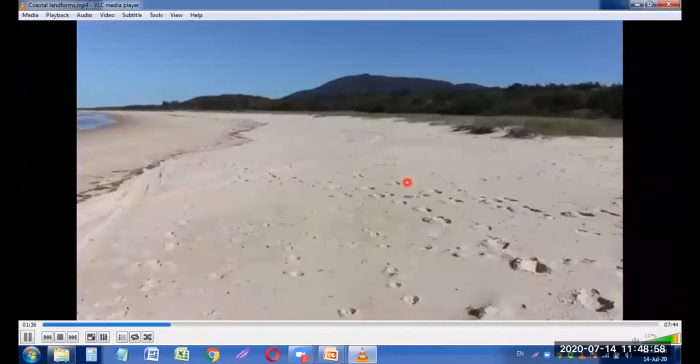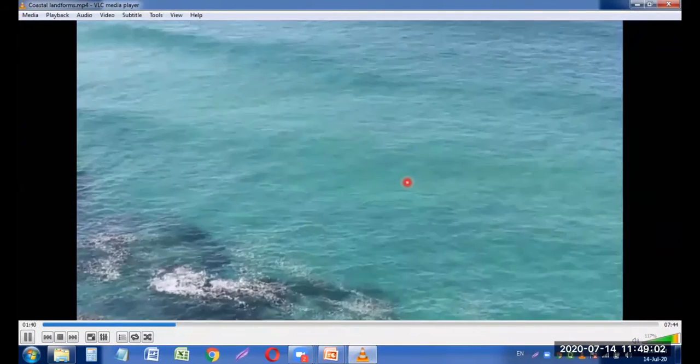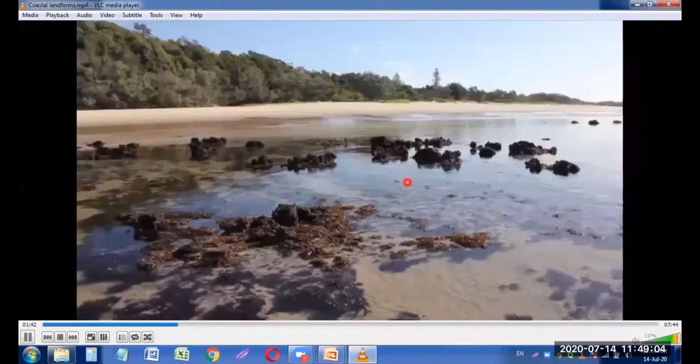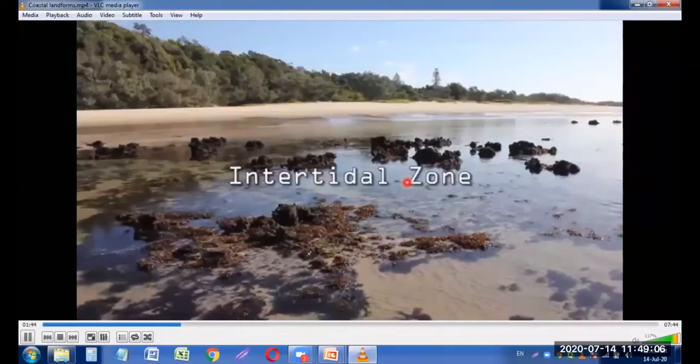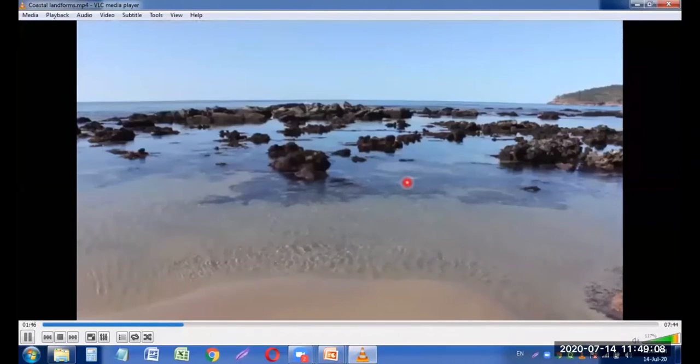The top part of the beach is usually always dry, and there is another part that is always submerged. The intertidal zone of the beach is the area that is above water at low tide and submerged at high tide.